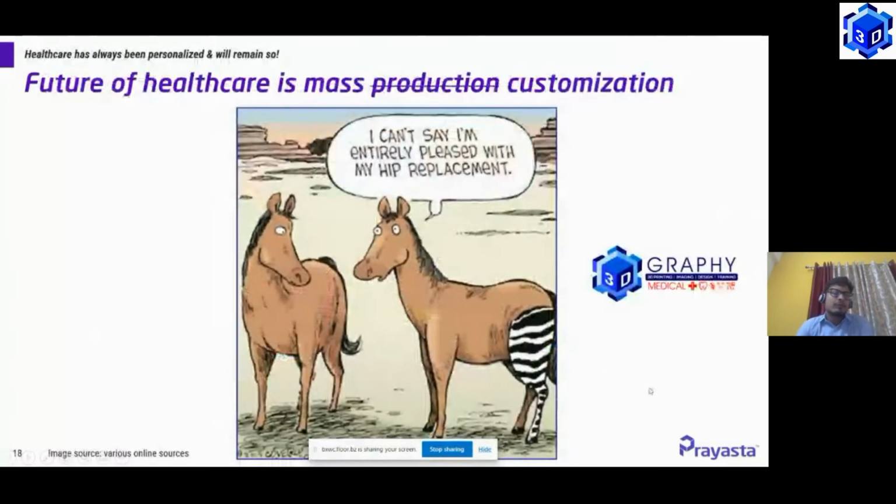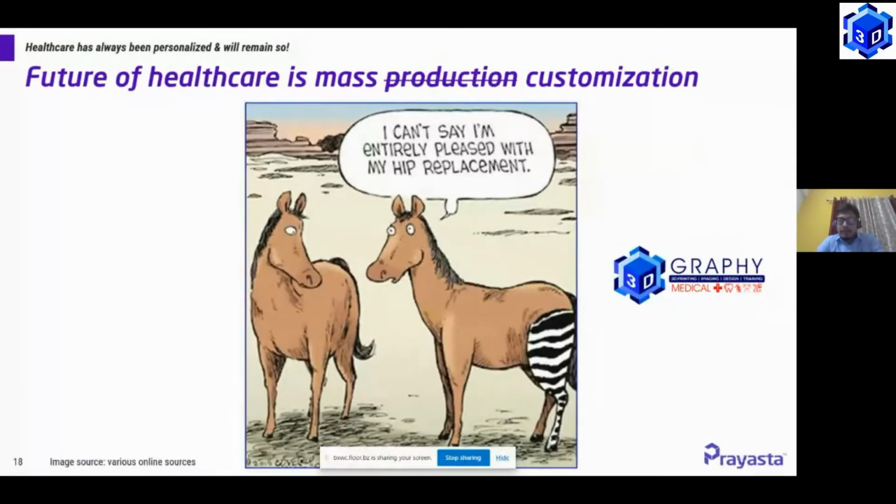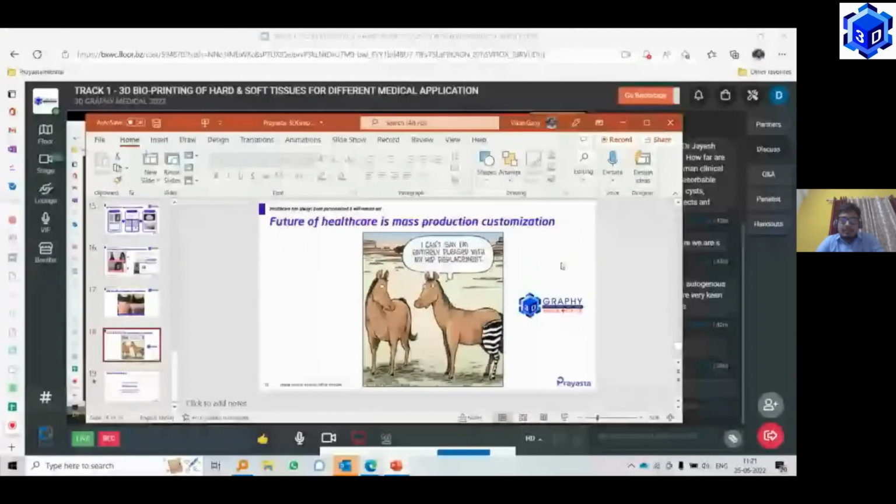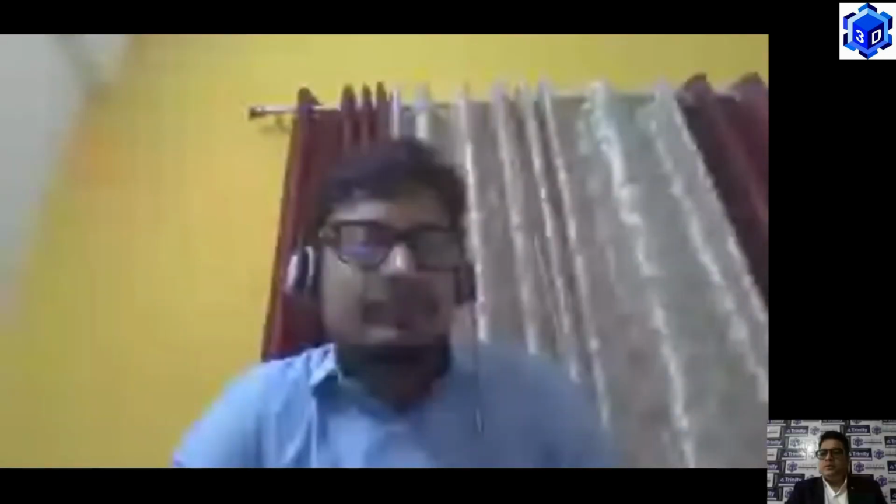So the future of healthcare is actually mass customization, and we really have to get out of the mindset where a single product is being developed, or maybe tens of products are being developed, and people are getting fitted into that product. We have to make products that fit the people rather than otherwise. That's all. Thank you very much, and I'm open to any questions that anybody might have.